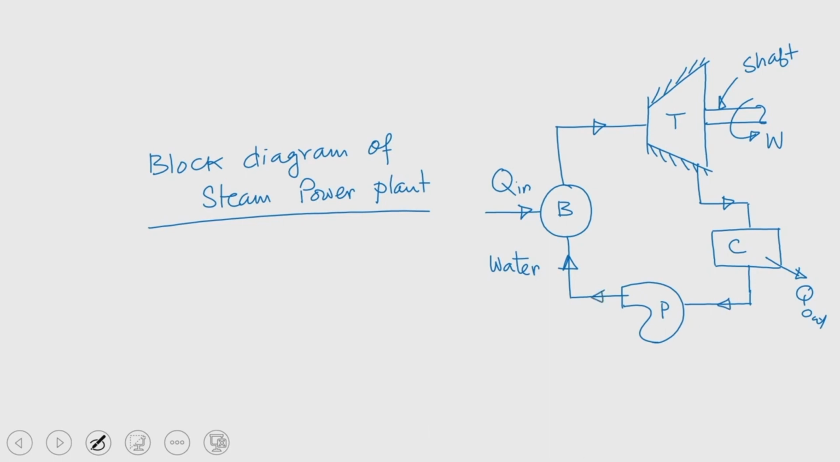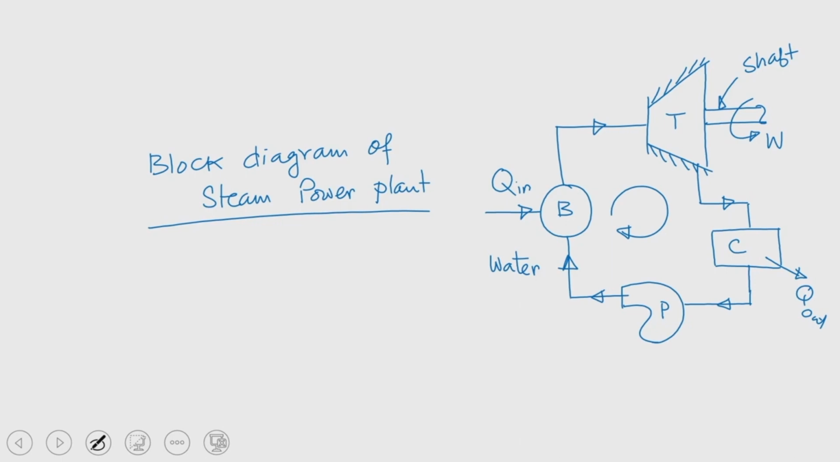So this is the basic description of the steam power plant. We shall be drawing this basic schematic frequently when we discuss several issues related to this particular thermal power plant system. This is a cyclic system, so all the processes are executed in a cyclic manner.